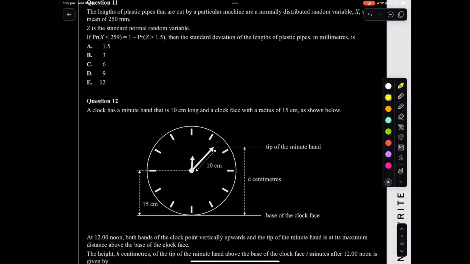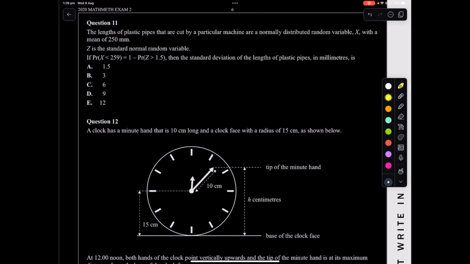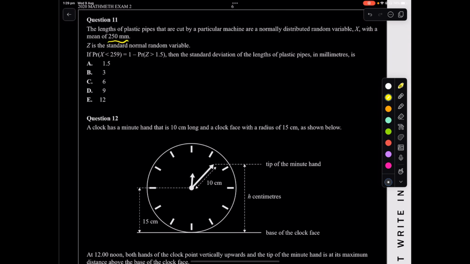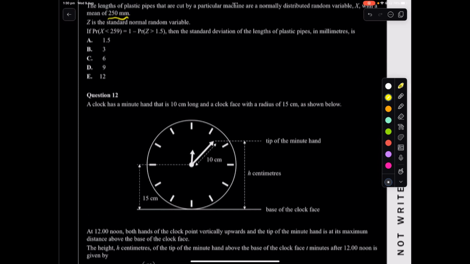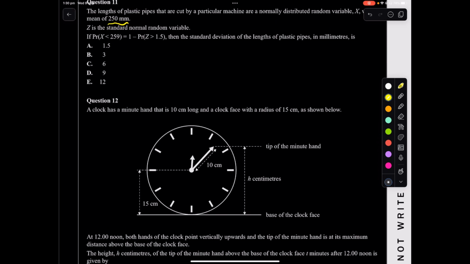Alright, the lengths of a plastic pipe that are cut by a particular machine are normally distributed over a random variable x with a mean of this. Z is a standard normal distribution. If the probability of x is less than 259 equals this, then the standard deviation of the length of the plastic pipe in millimeters is what? Okay, I'm just going to look at this like this. Let's just draw a graph. And so this is your mean.